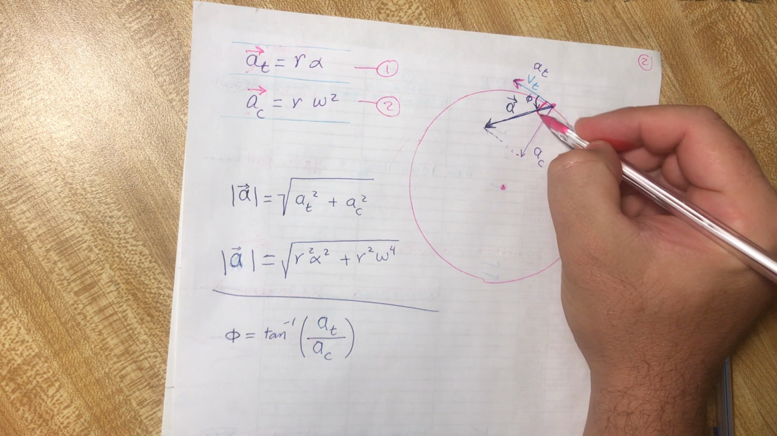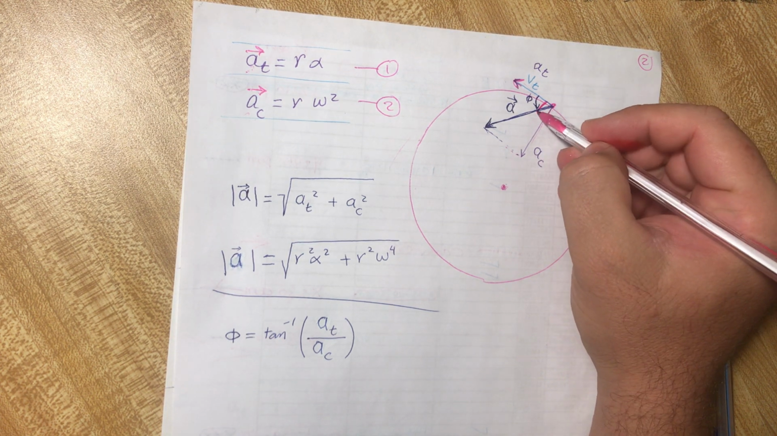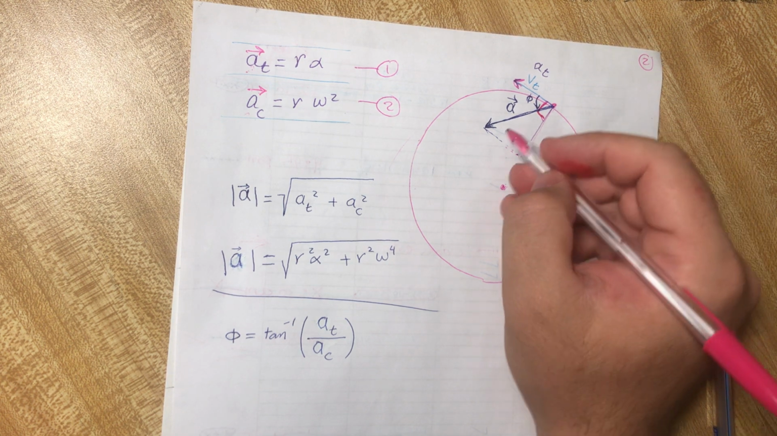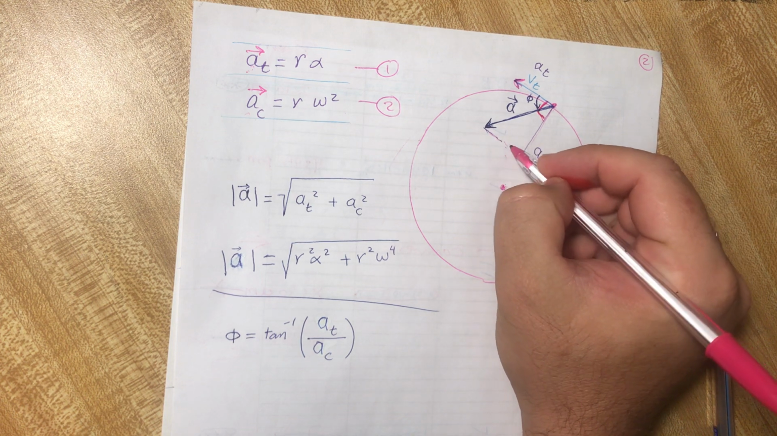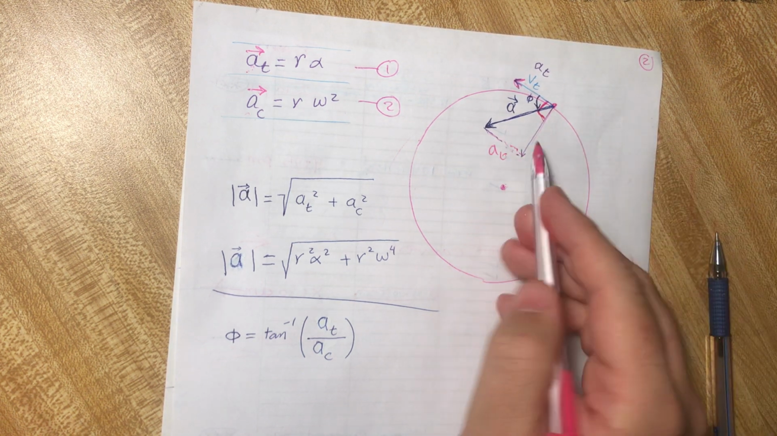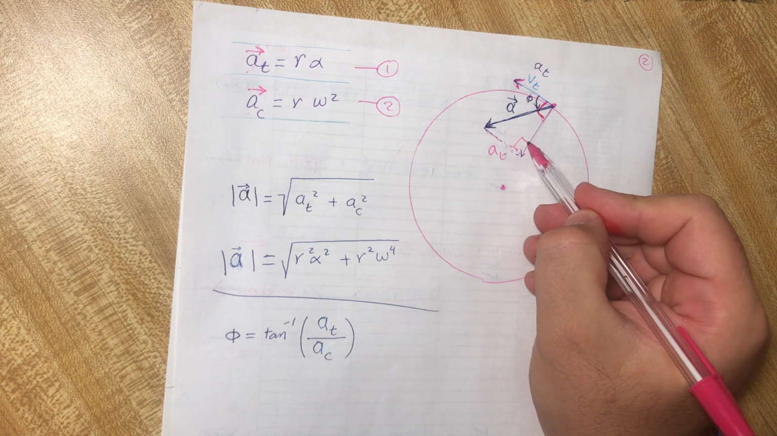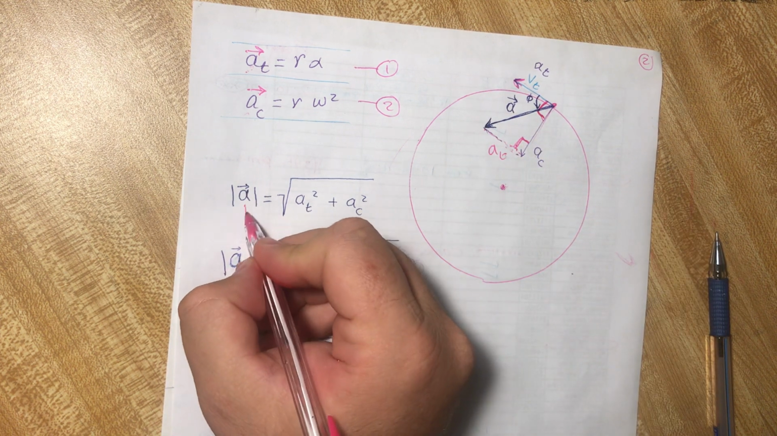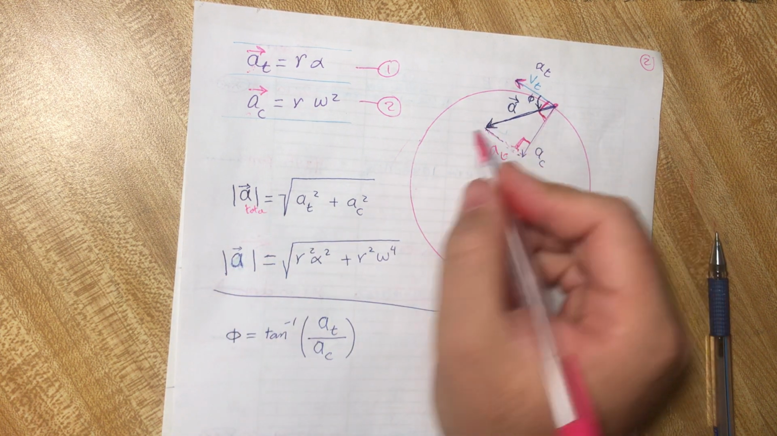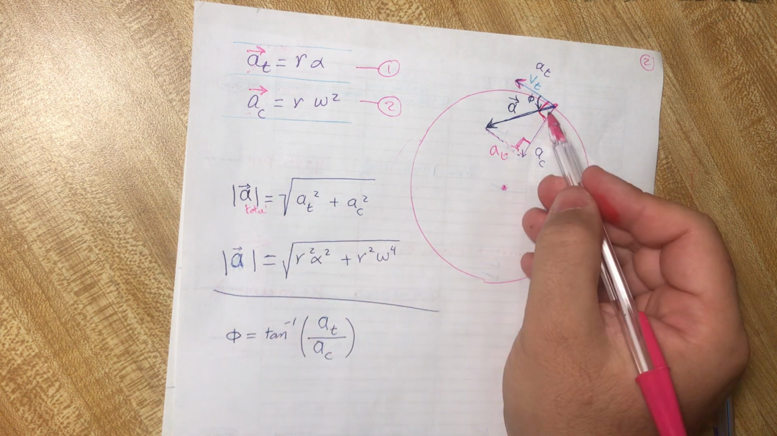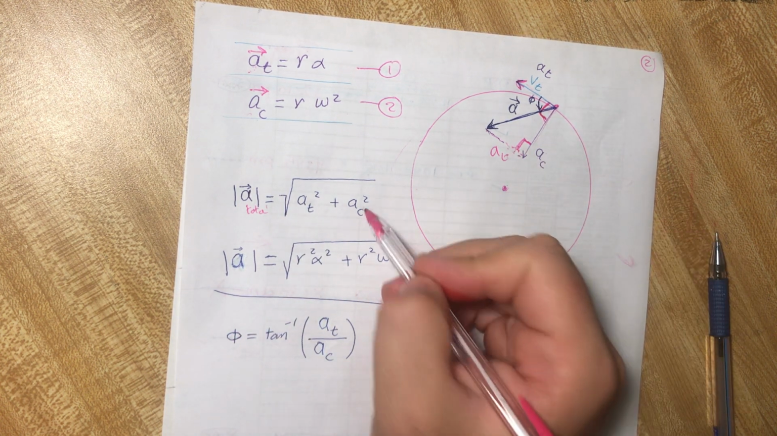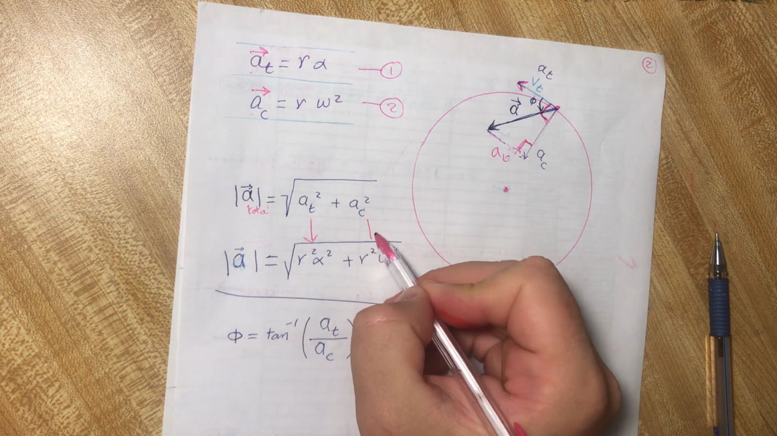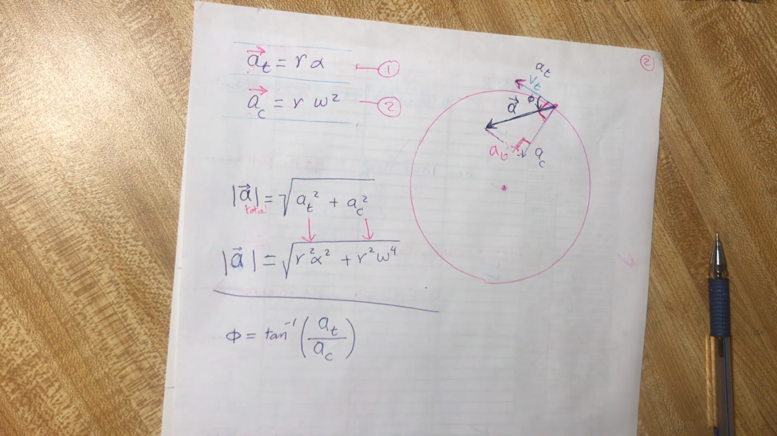Fortunately, we have the angle between the two accelerations is 90 degrees. Then we can apply the Pythagorean theorem. If we take this equal to AT, then as a right triangle, we can name it A total, which is equal to the root of AT squared plus AC squared. And we can put the values of each one from the formulas.